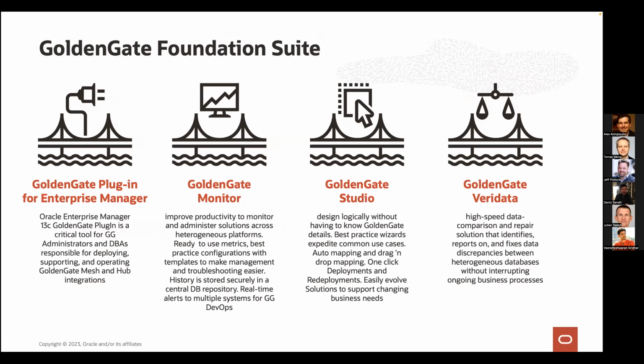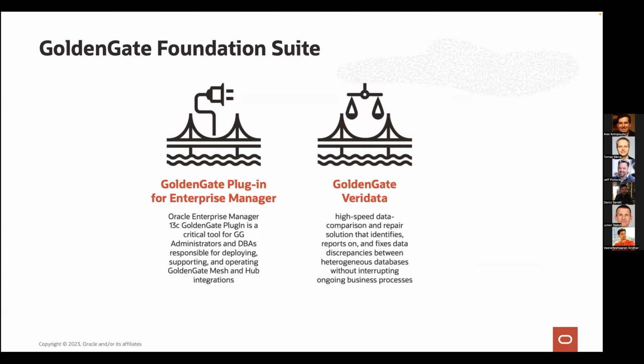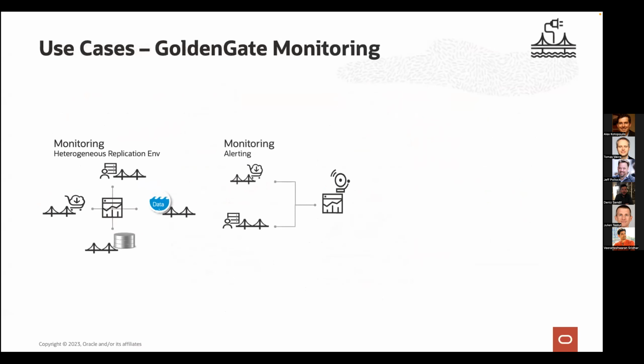The third one is GoldenGate Studio. It helps to design or architect solutions for Oracle GoldenGate logically without even having to know about GoldenGate details. And it also easily evolves a solution to support changing business needs. The final one is GoldenGate Veridata. It's a high-speed data comparison tool. And today, what we are going to see is all about these 2 products, Enterprise Manager plugin for GoldenGate and GoldenGate Veridata.